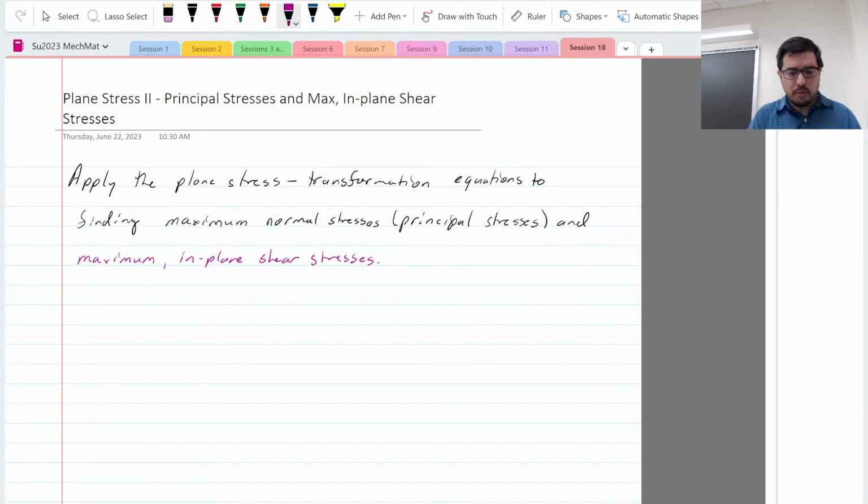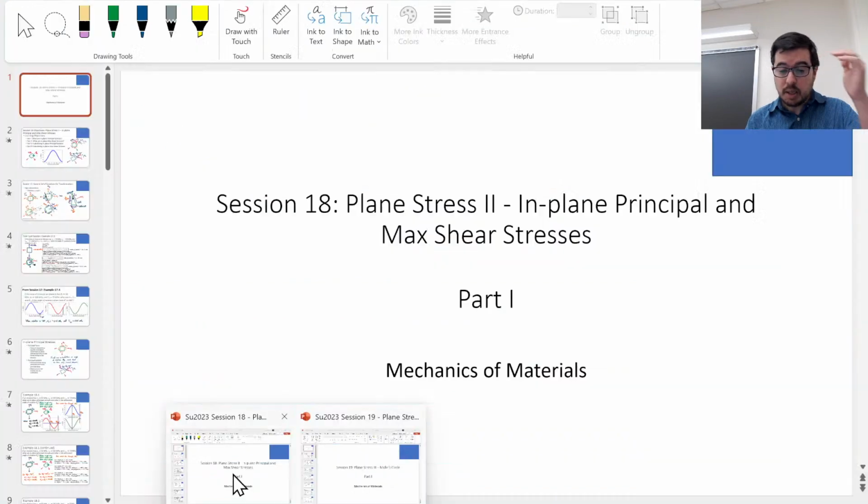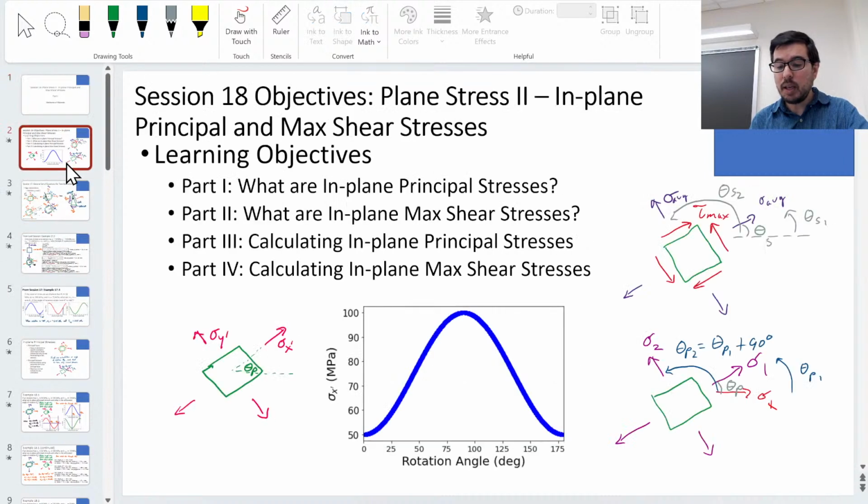Okay, so the first session that we get to cover is going to be 18, which goes into quite a bit of detail in being able to figure out, okay, what are the maximum in-plane shear stresses and what are the maximum normal stresses, okay? And what you'll see is that for the maximum normal stresses, those principal stresses as we call them, we're typically going to have a sigma 1 and a sigma 2.